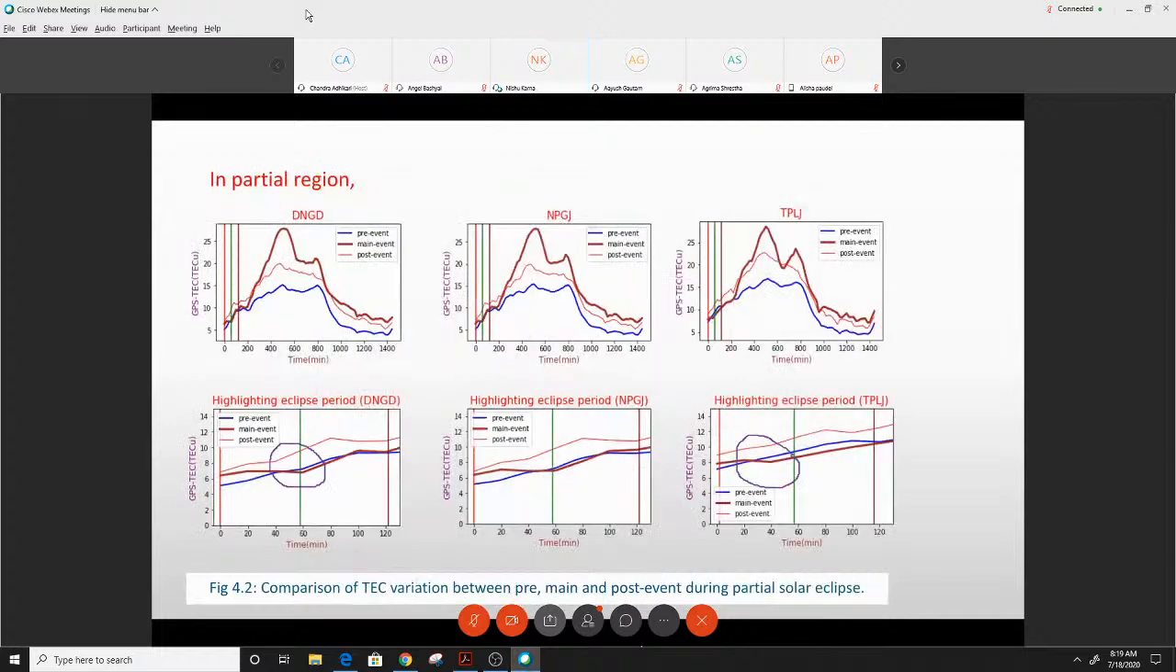In the partial region, there is also a decrease in TEC value during the main event, but the result is quite different than in the totality region, as the minimum TEC was obtained during the maximum effect of the eclipse. But in the TPLG station, the minimum TEC was obtained 19 minutes before the maximum effect of the eclipse, which is similar to the totality region. And the only factor common between them is the longitude, which ranges between 84 and 86 degrees east.